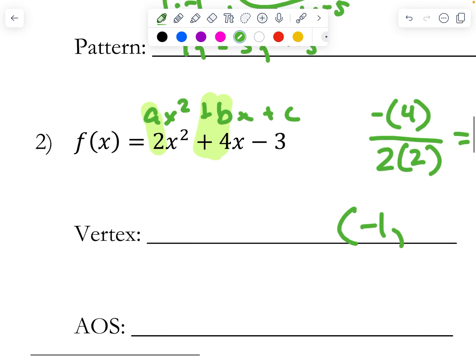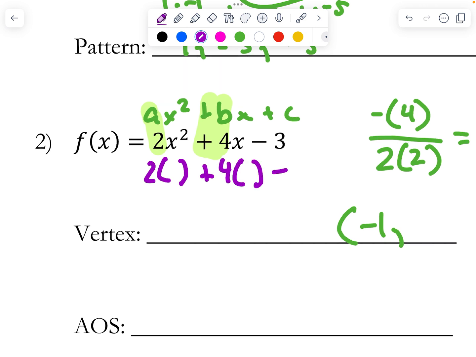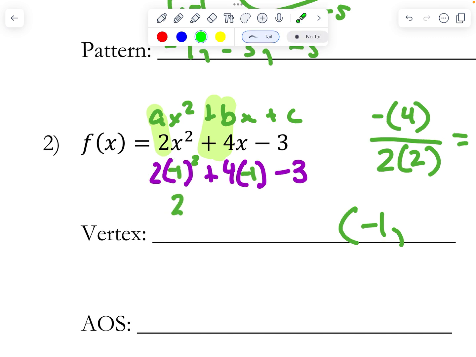Well, what we have to do is we just have to plug in our -1 into x. So let's go ahead and do that. So we should have 2 parentheses plus 4 parentheses minus 3, and the -1 goes here. Well, -1 squared is 1, so 2 times 1 is plus 2. 4 times -1 is -4, and then we have -3. So 2 minus 4 minus 3, right?